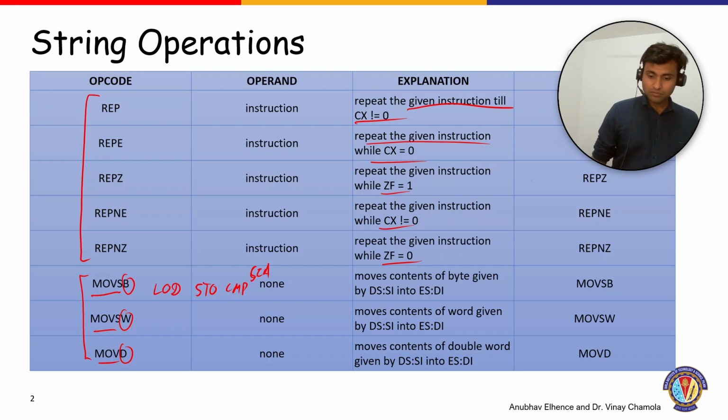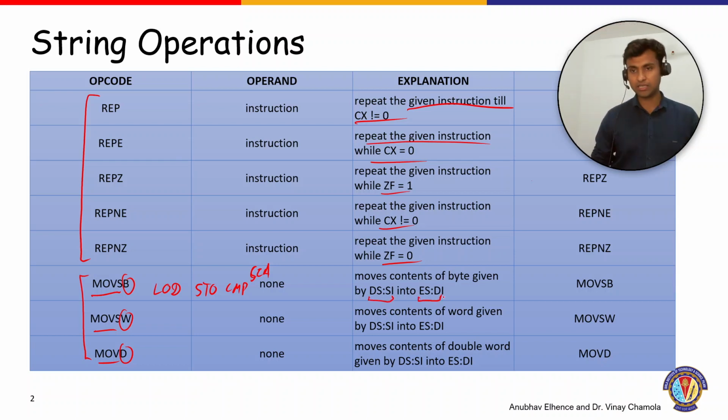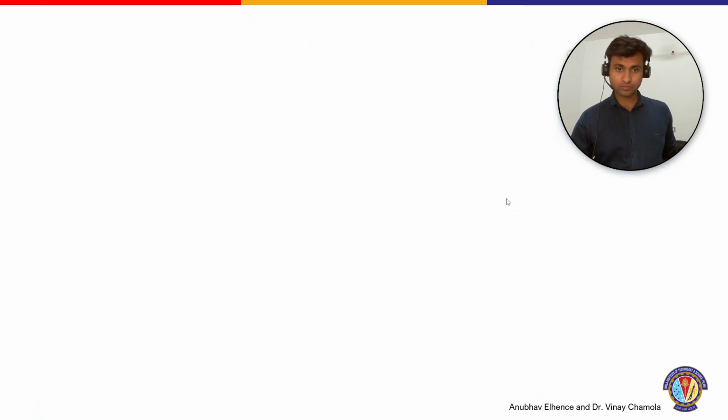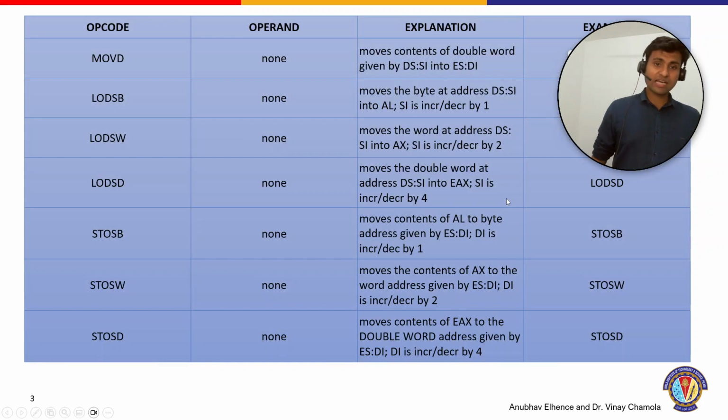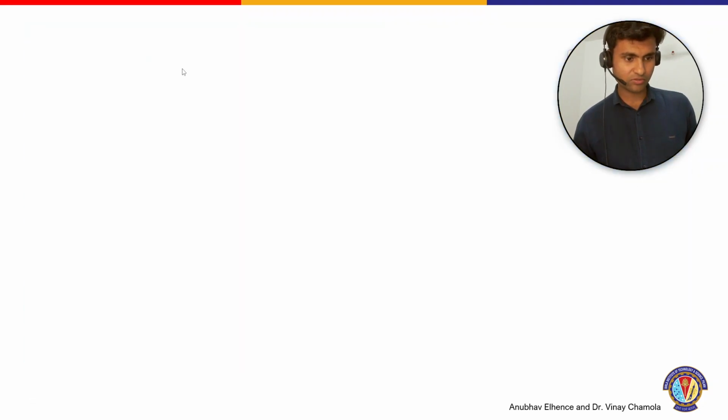All right. So here the move does a very simple operation by moving the contents from ds colon si into es colon di, from your source index to your destination index. Next we have the move D. All right, I think I had covered this before, right? So this is just repeated.